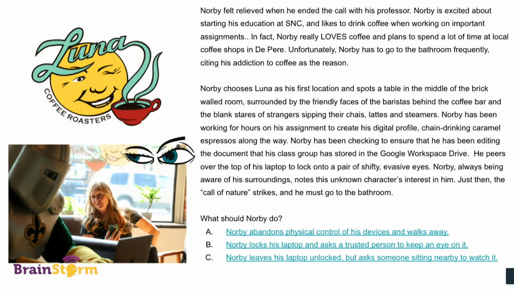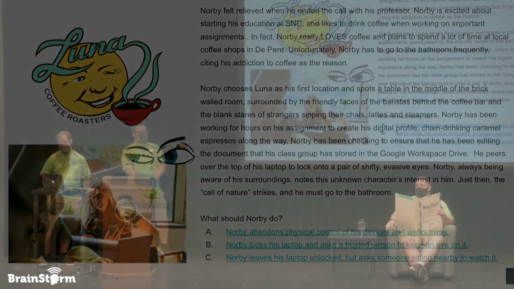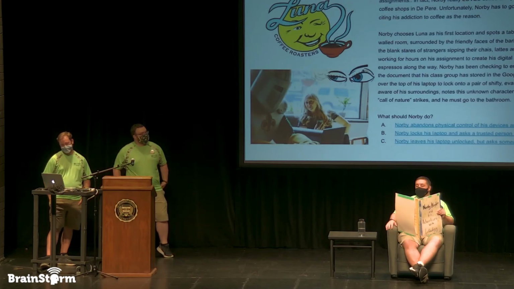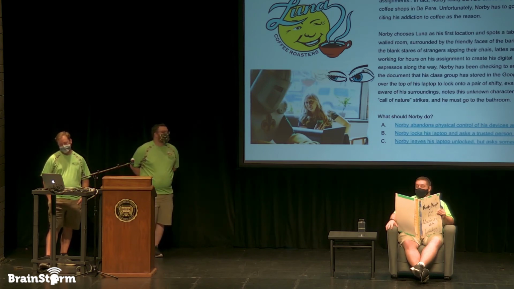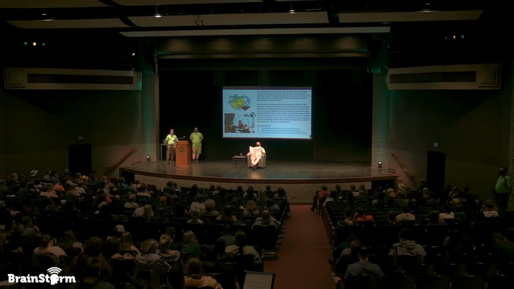He peers over the top of his laptop to lock onto a pair of shifty, evasive eyes. Norby, always being aware of his surroundings, notes this unknown character's interest in him. Just then, the call of nature strikes and he must go to the bathroom. So what should Norby do? Should he A, abandon physical control of his device and walk away? B, lock his laptop and ask a trusted person to keep an eye on it? Or C, leave his laptop unlocked but ask someone sitting nearby to watch it?